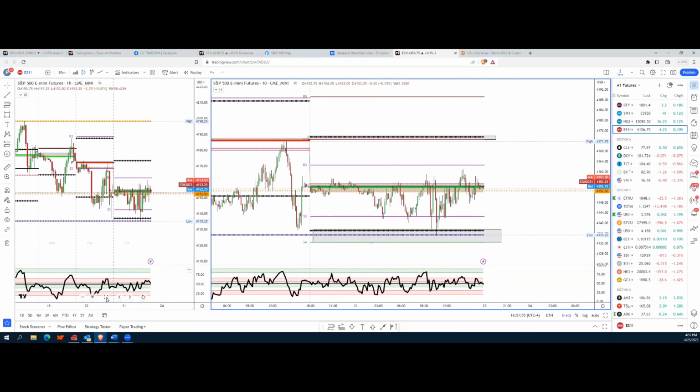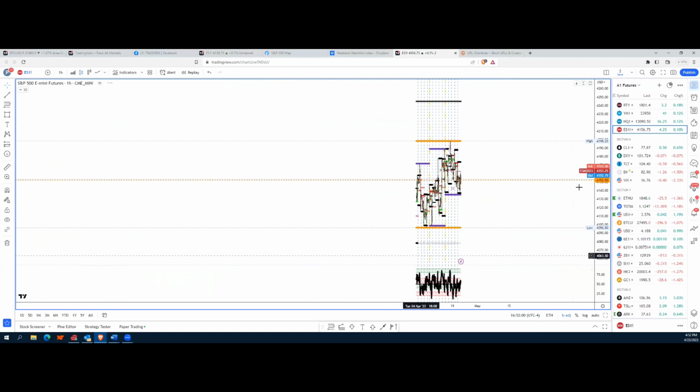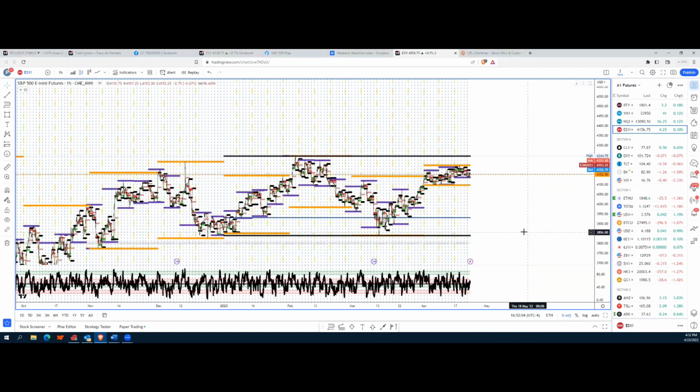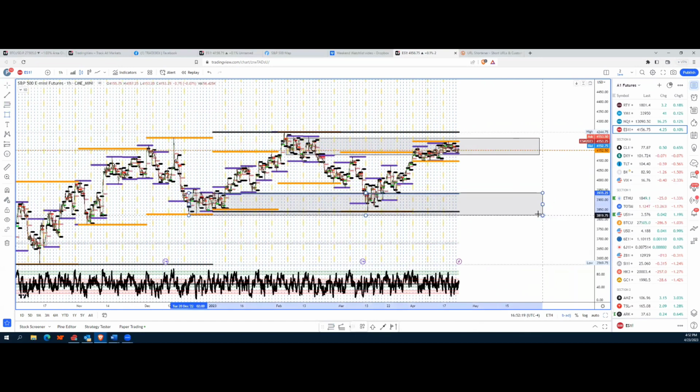The first thing I always do is go to the 60-minute and squeeze it up. What I want to understand is what the price action is in the bigger picture. So I can see we're basically in a range. I can see this area right here. So for me, this zone right here, until we break above or below.